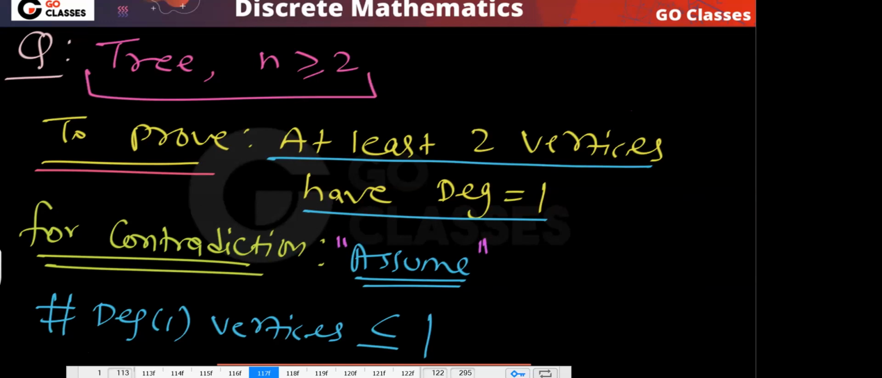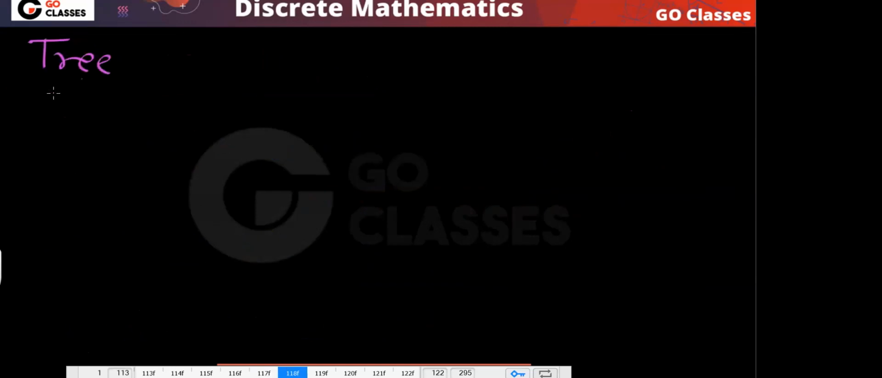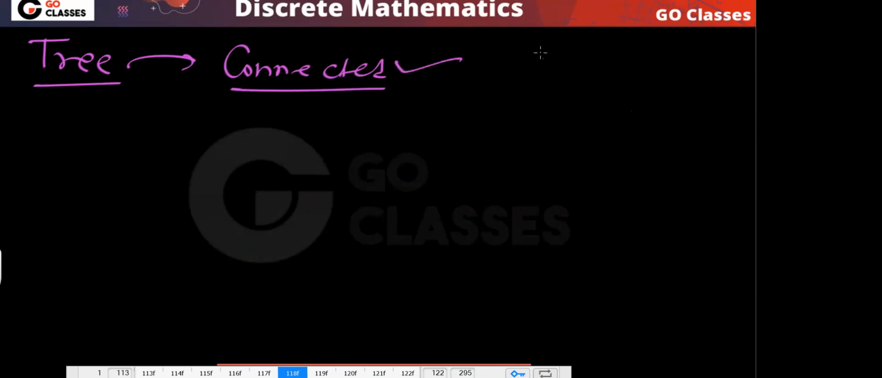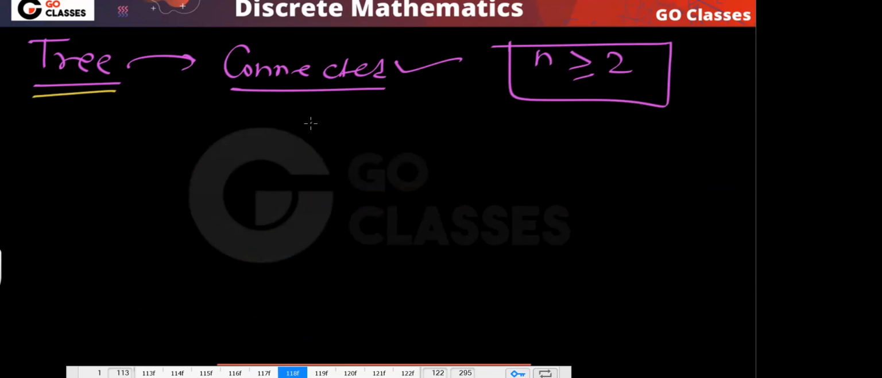So tell me, a tree is connected, or not? A tree is connected, and n is already greater than or equal to 2. So a tree is a connected graph with the number of vertices greater than or equal to 2. This is given.